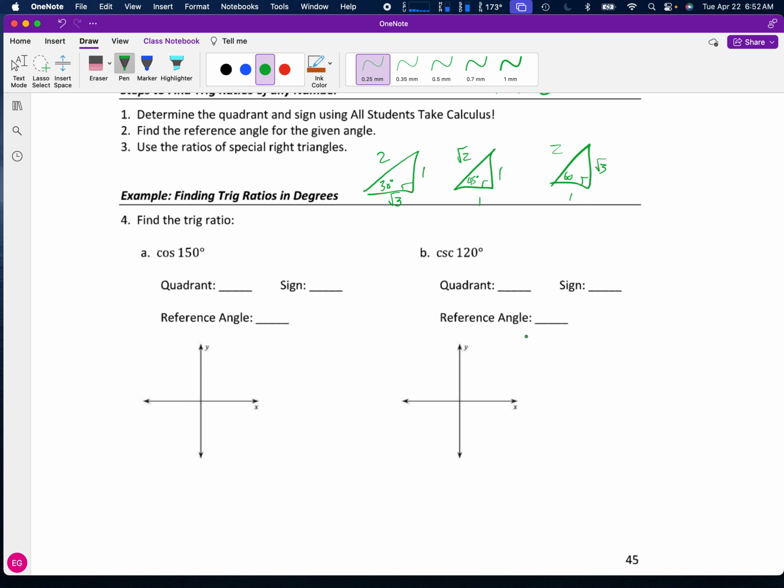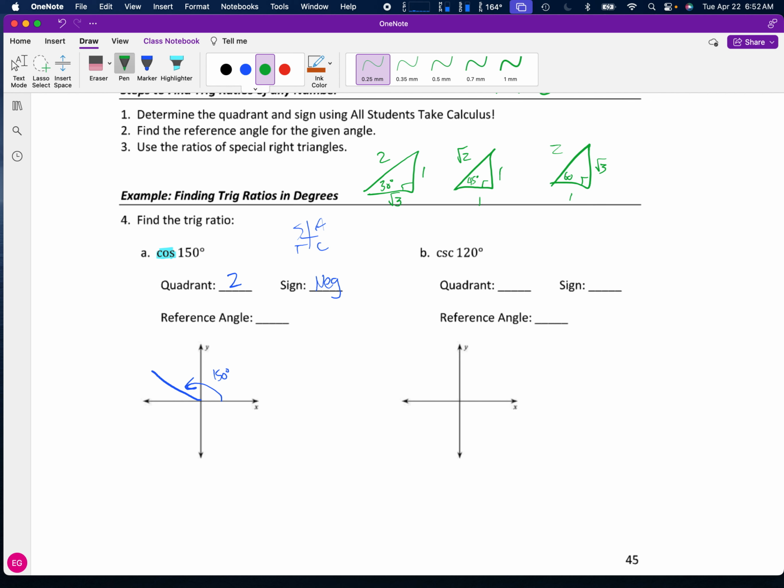So let's start off with cosine of 150. So first thing we're going to do is just draw where 150 is. So if I draw 150, it's right over here. Okay, so here's 150. And what that tells me is we're in quadrant 2. And if I'm working with cosine in quadrant 2, it's going to be negative, because of our all students take calculus, only sine is positive. And if we're working with cosine, that means that it's going to be negative here.